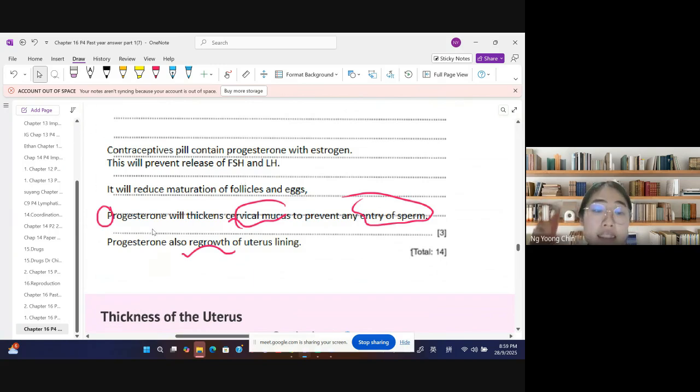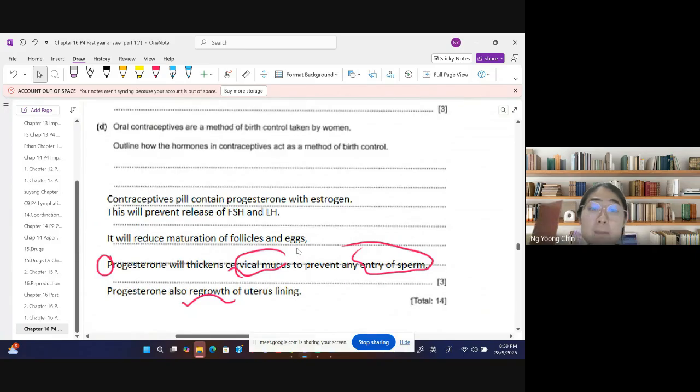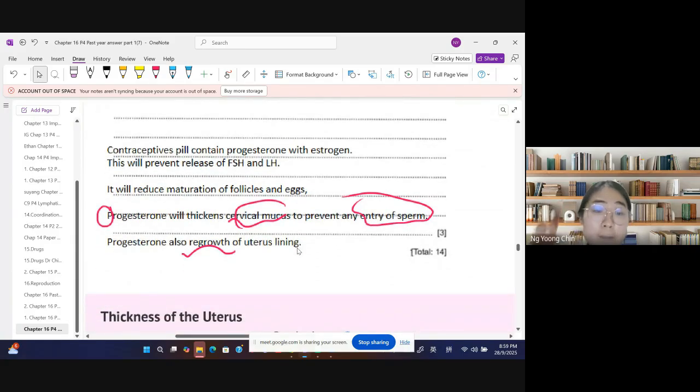Also, another thing is progesterone. It helps to maintain the lining of the uterus, and it increases mucus secretion. So it can thicken the cervical mucus. The cervix will be blocked by a very thick layer of mucus, which blocks the entry of sperm. So they can prevent fertilization from happening.